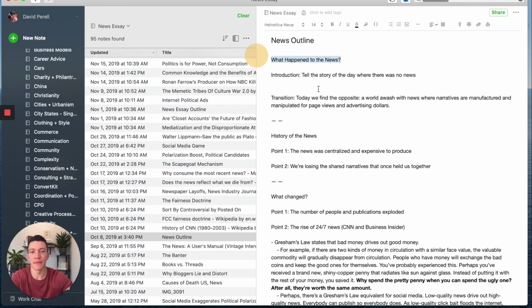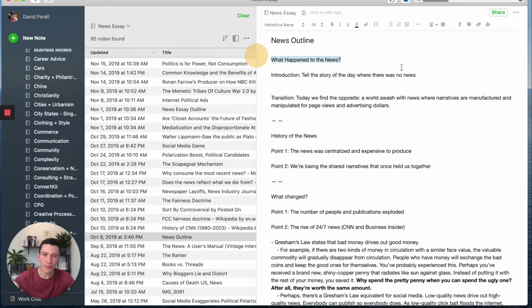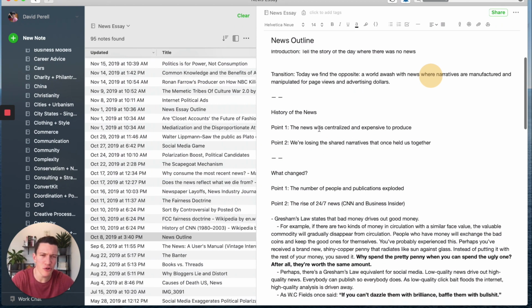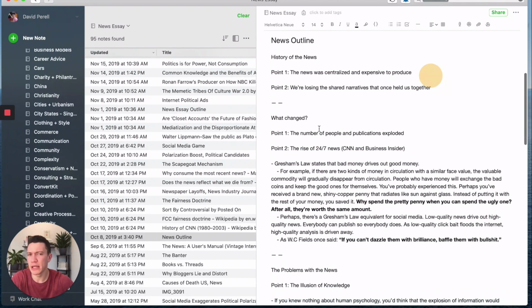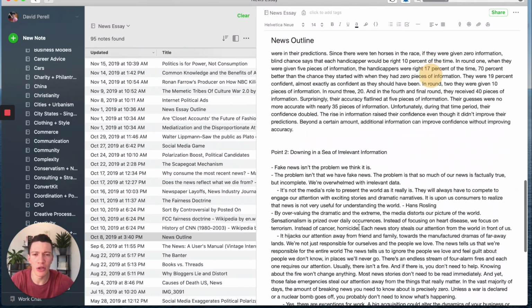to make the news seem so crazy. What I thought of from the very beginning was, hey, I'll go back to a day in the 1600s when there was no news, and I would tell the story, and then I would go through the history of the news, talk about how the news was centralized, how we're losing some of the shared narratives that once held us together. And then I would talk about what changed, problems with the news.